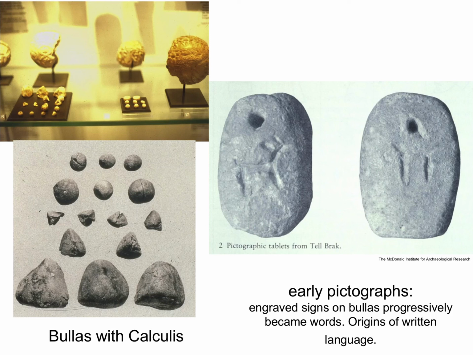Again, the origin of this kind of development in civilization happens in Mesopotamia in very ancient times. You have here an example of bullae with calculi, again for accounting purposes. And very quickly people realized that instead of putting quantities within a sphere of ceramics, they could write a sign that would describe what it is that was accounted for. And this created the early pictographs, as we see on the right. And those are at the very origin of written language.